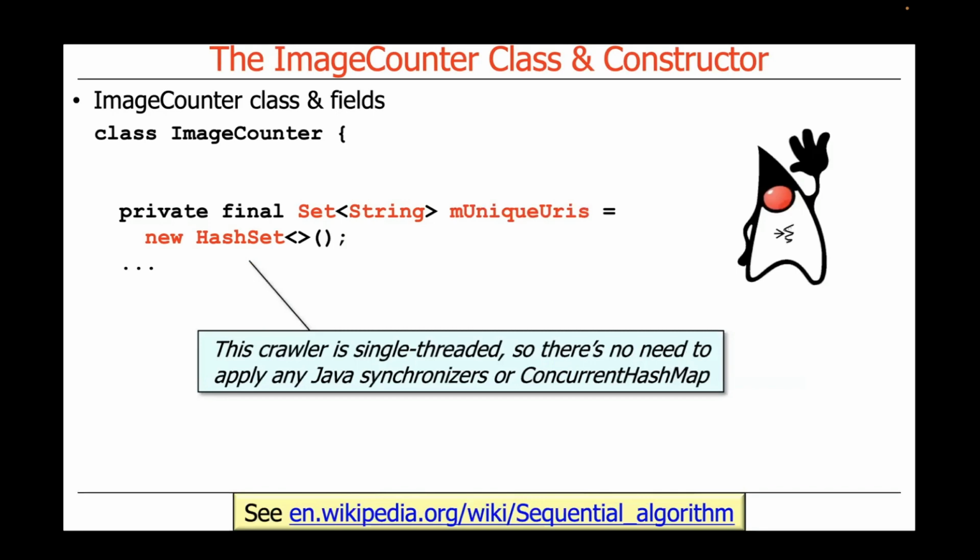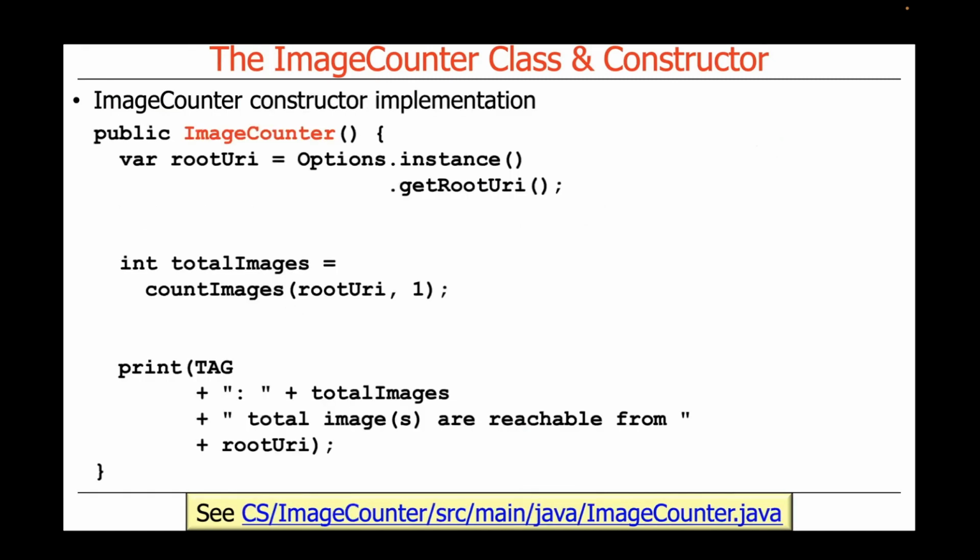Because the crawler that we're writing here is single-threaded, we don't have to apply any complicated Java synchronizers or concurrent hash map or actually any synchronization whatsoever. There's only going to be one thread of control in this sequential implementation. So let's take a look at the image counter constructor.